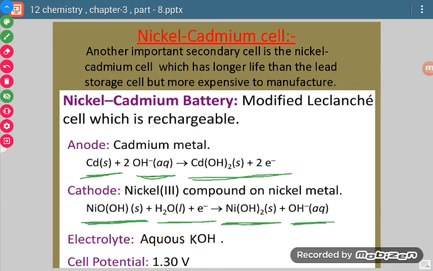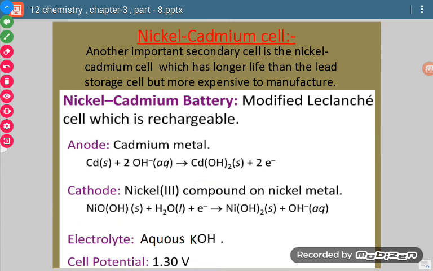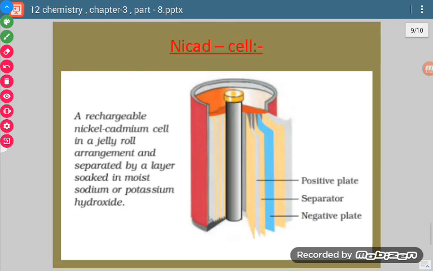Okay, so here two things you can remember. One thing is that as a product we will be getting hydroxides of nickel as well as cadmium. Second thing, for the anode we have to add OH negative ion, and for the cathode there will be formation of OH negative ion. So this way you can remember it. Now when we combine both the reactions, then we will get the overall reaction. Now see, this is the nicad cell, nickel cadmium cell.